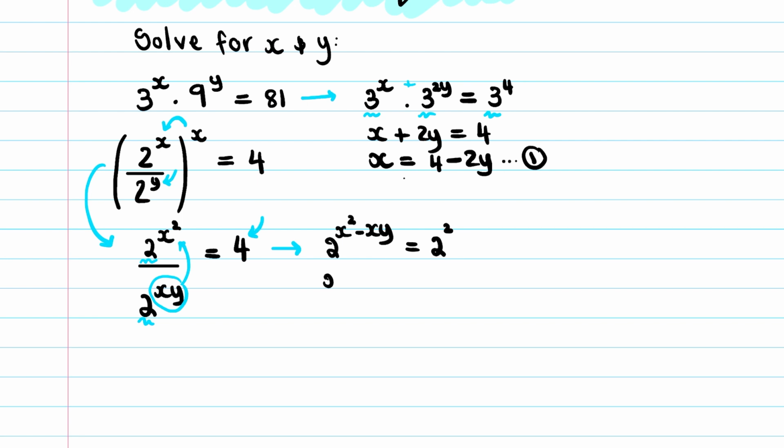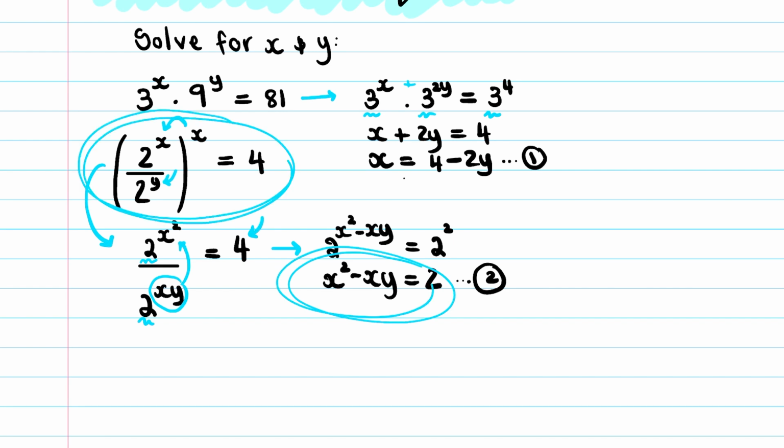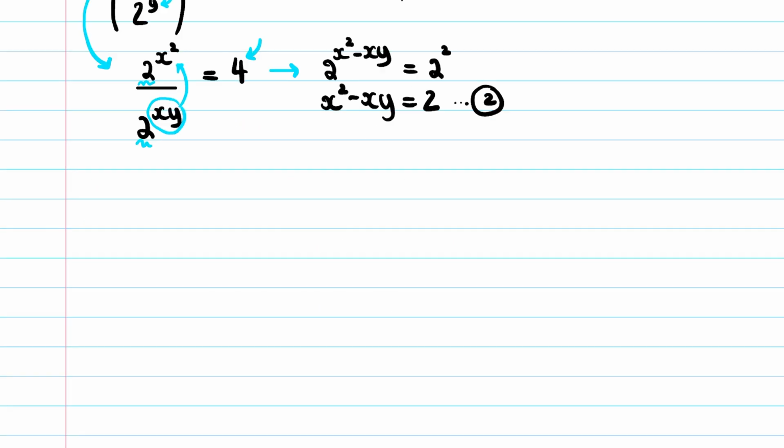Okay? Now, because my bases are the same, I can drop them and simply work with the exponents. So I'm left with x squared minus xy is equal to 2. And that then is what I'm actually going to call my second equation. Can you see that this is way simpler than this bad boy over here? Okay, so the next thing we do is we put 1 into 2.